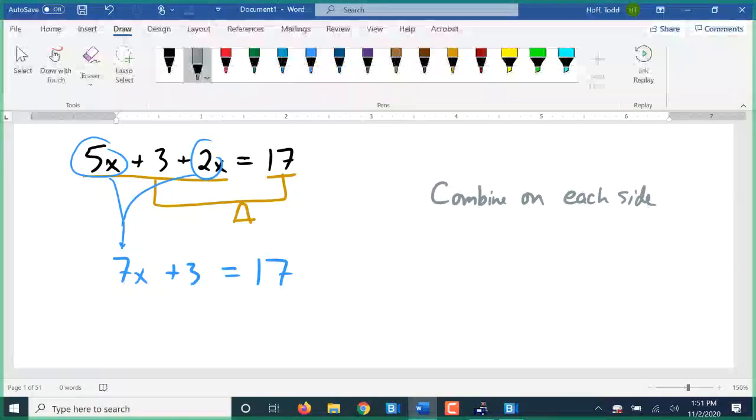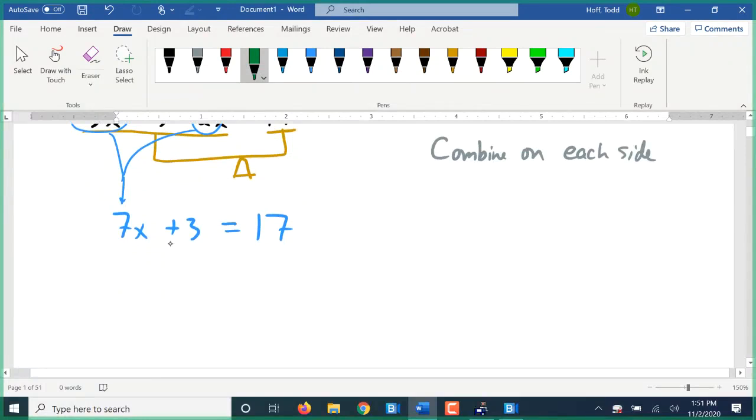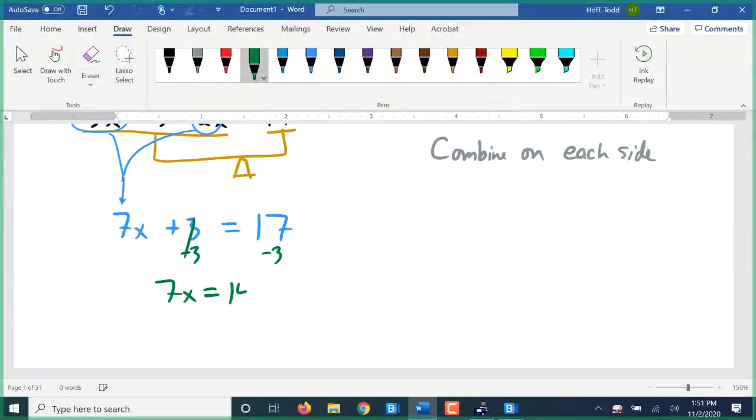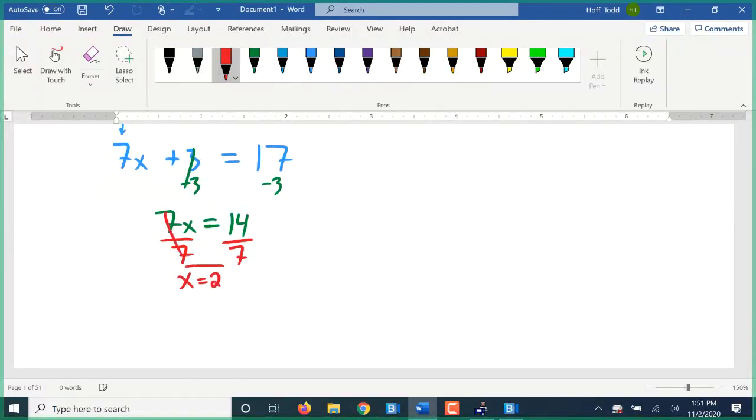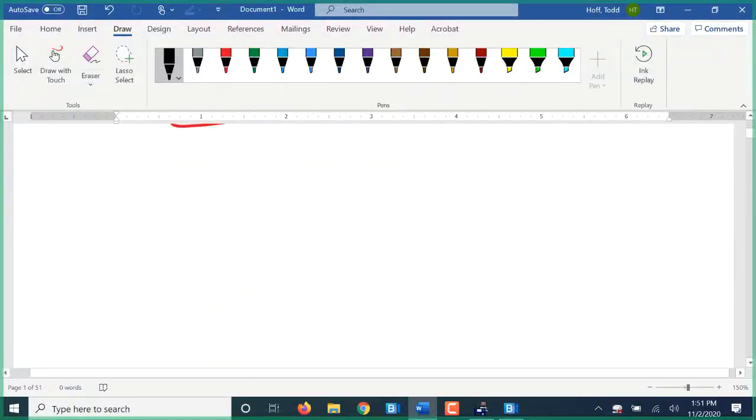Now that we've made that combination, well, this looks just like the last equations we've solved. We'll subtract the 3. 7x equals 14. And we'll divide by 7. X equals 2.